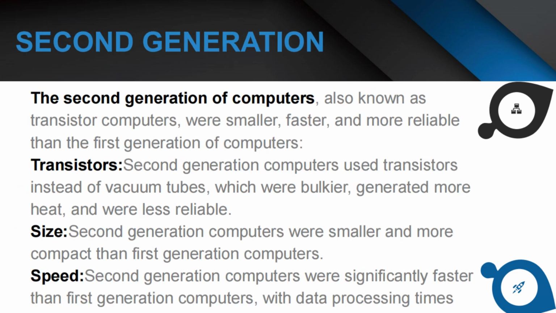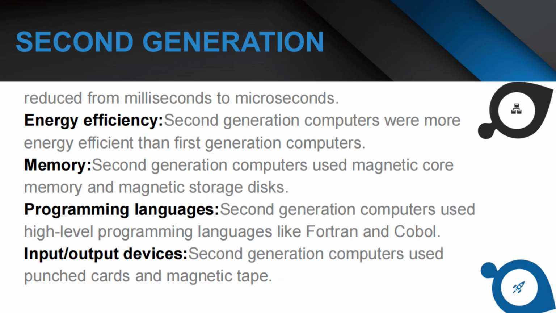Second generation. The second generation of computers, also known as transistor computers, were smaller, faster, and more reliable than the first generation of computers. Transistors: second-generation computers used transistors instead of vacuum tubes, which were bulkier, generated more heat, and were less reliable. Size: they were smaller and more compact than first-generation computers. Speed: they were significantly faster, with data processing times reduced from milliseconds to microseconds.